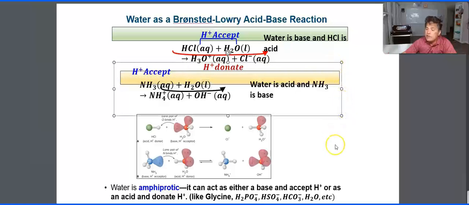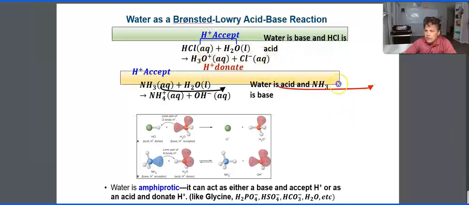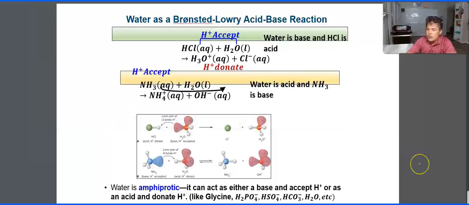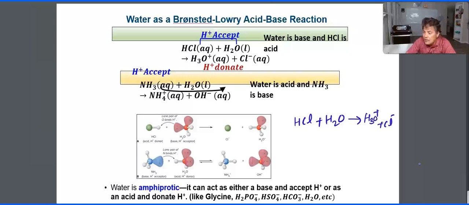So in the case of the HCl and water reaction, let's see that reaction. HCl plus H2O becomes H3O plus and Cl minus. Look at that, which is accepting the H plus? This water is accepting H plus. It accepts the proton, that is a base. That's why it is a base.